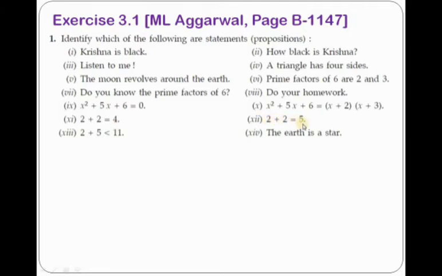2 plus 2 is 4, but here they are showing it is 5. It is a false statement, right? So again, this has to be a statement. Again, 13 will be your statement, right? And 14. Okay, so the earth is a star. So again, we don't have any of those six categories out here. So that's why we can call 14 to be a statement here. Okay, hope the thing is clear to you.